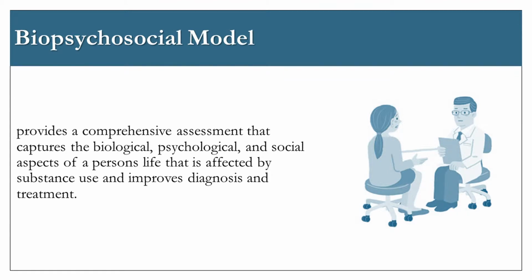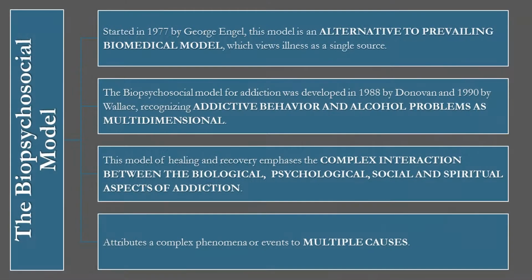It provides a comprehensive assessment that captures the biological, psychological, and social aspects of a person's life that is affected by substance use and improves diagnosis and treatment. The biopsychosocial model was started in 1977 by George Engel as an alternative to the prevailing biomedical model, which views illness as a single source. The biopsychosocial model for addiction was developed in 1988 by Donovan and in 1990 by Wallace, recognizing addictive behaviors and alcohol problems as multidimensional.